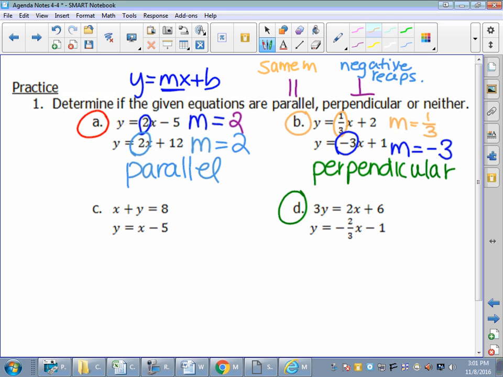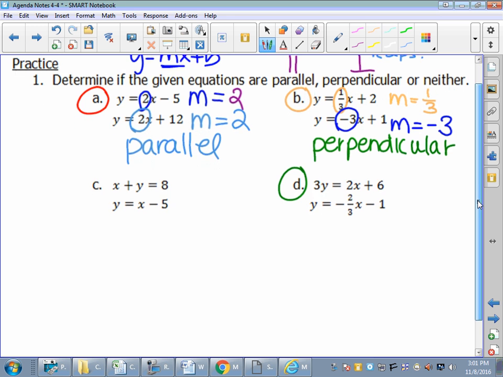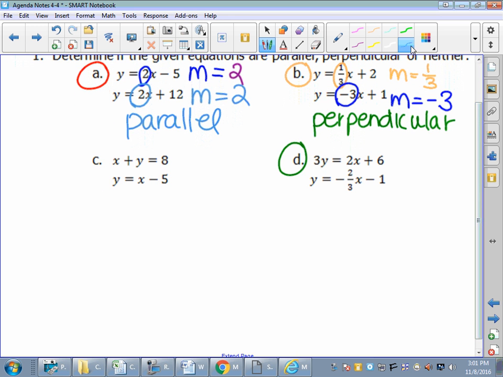So now let's do D. Notice the first equation. Is that in slope-intercept form? 3y is a big problem. We can't have a 3 in front of our y and have slope-intercept form. So if I've got 3y equals 2x plus 6, I'm going to have to divide everything by 3. This is that thing where I'm going to have to do some work.